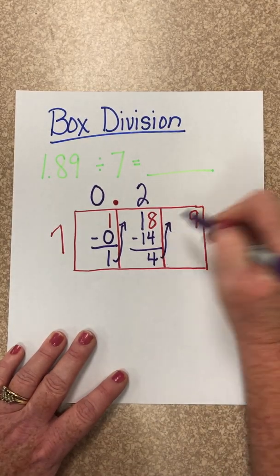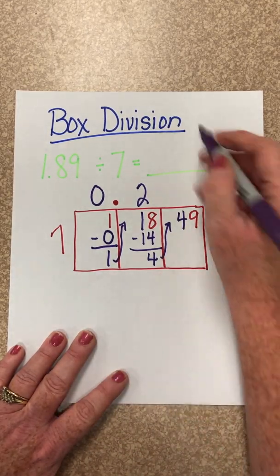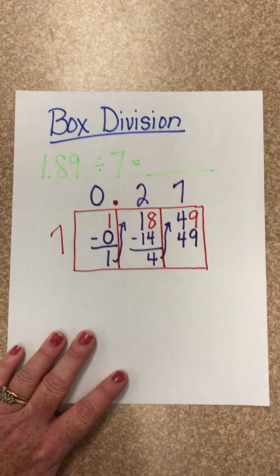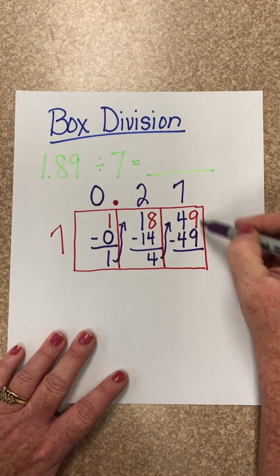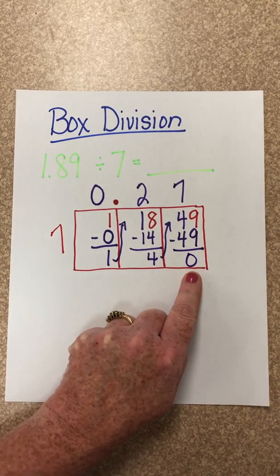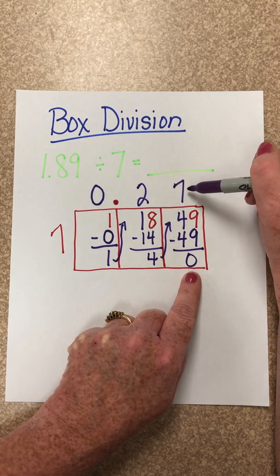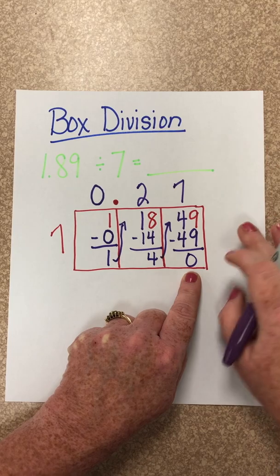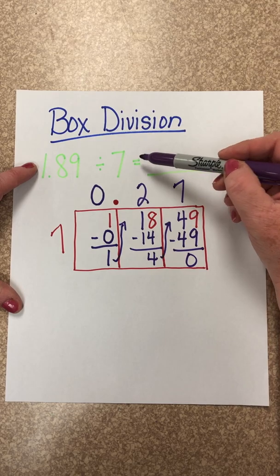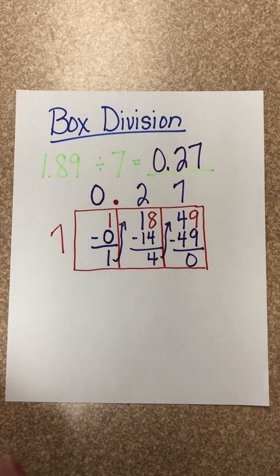We're going to carry that to the next column. And now we have 49. How many 7s are in 49? 7. 7 times 7 is 49. Now let's subtract. 49 minus 49 is 0. Well, this 0, again, tells you a couple things. You are finished with the problem, and we are not going to have any other decimal places in this answer. So now let's look at the problem. 1 89/100 divided by 7 is 27/100.